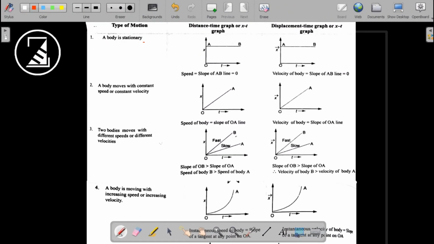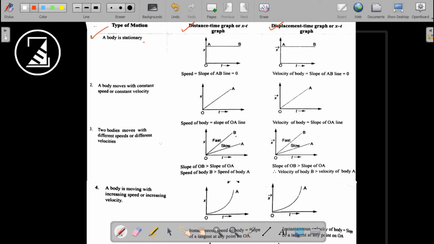Hello students, in our previous class we discussed kinematic equations. We have derived all the equations. Today we will study different types of graphs for the motion of a body. First we will study the distance versus time graph and the displacement versus time graph. There are several situations we will study.